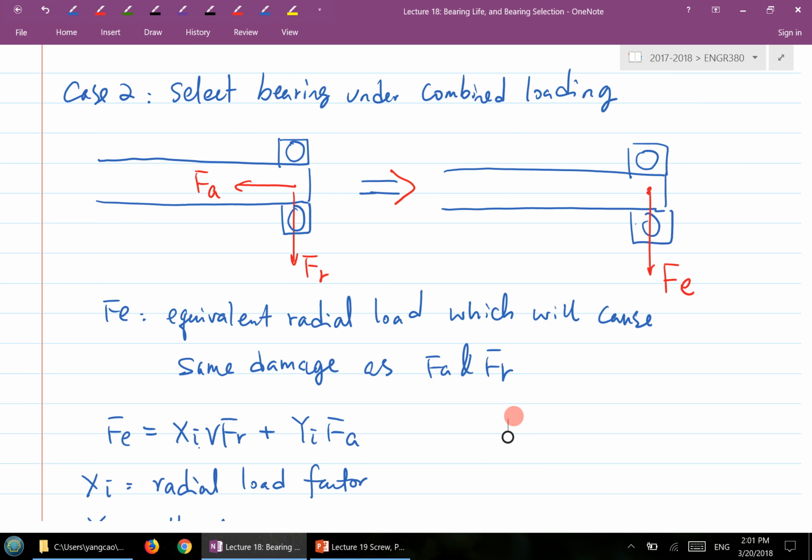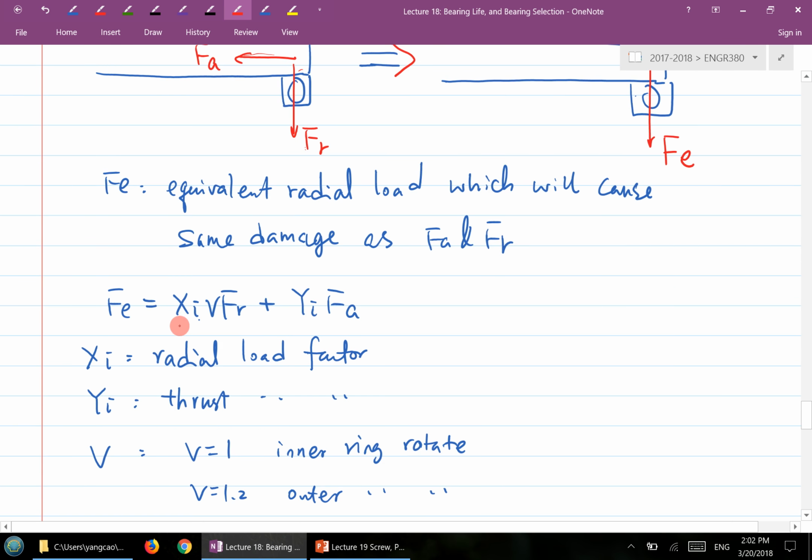Combined loading means you have both an axial load and a radial load acting at the bearing location. The idea is to come up with an equivalent radial load Fe, such that the Fe does the same damage as the combination of the Fa and Fr. The formula to come up with the Fe is this one here, Xi V Fr plus Yi Fa.